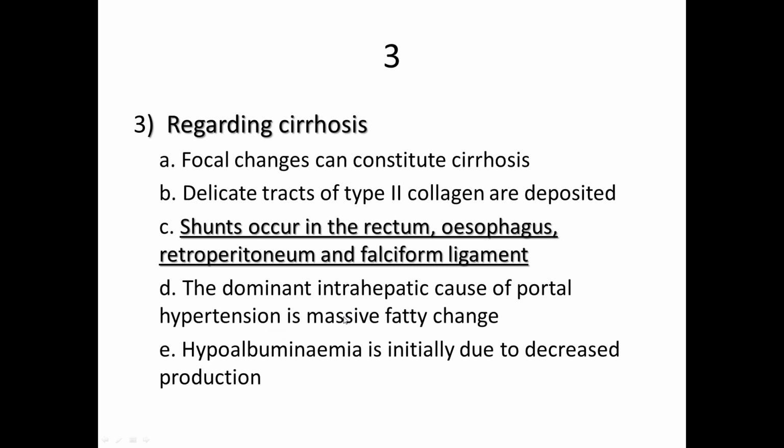Then the dominant intrahepatic cause of portal hypertension is massive, the word massive they've used, fatty change. That is not the answer. So in that way, we can try to clear most of the concepts regarding this intriguing hepatobiliary system, related to viral hepatitis and other lesions which we get.